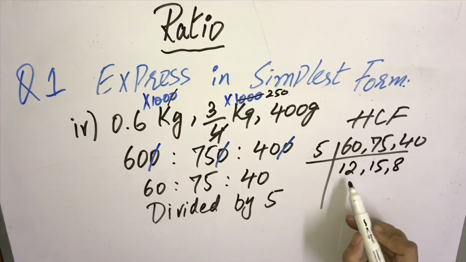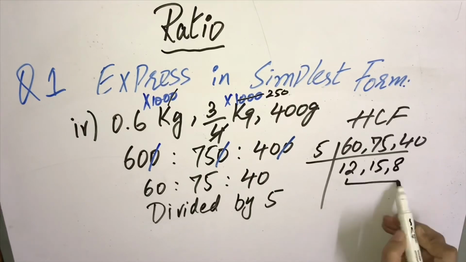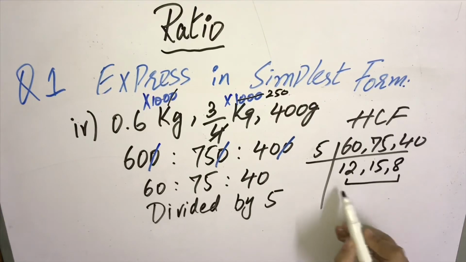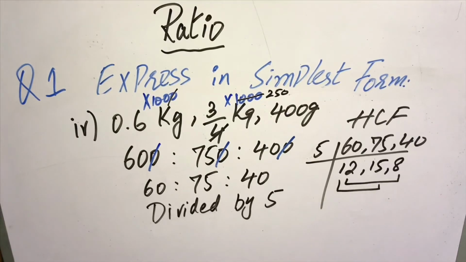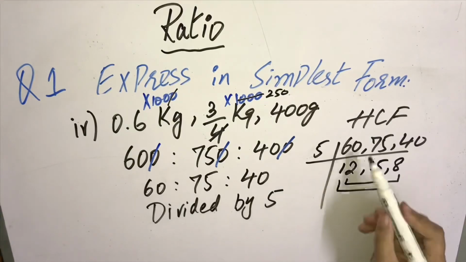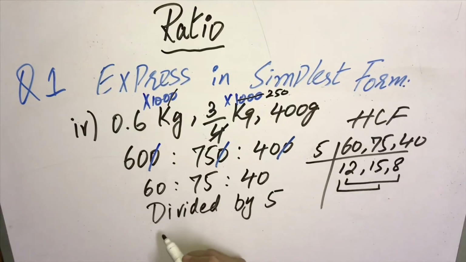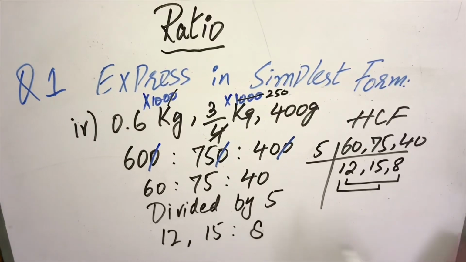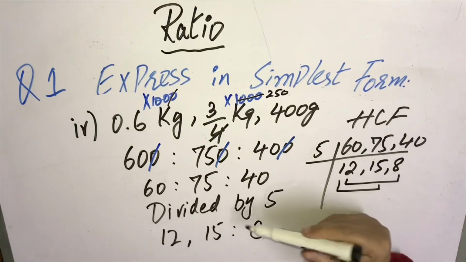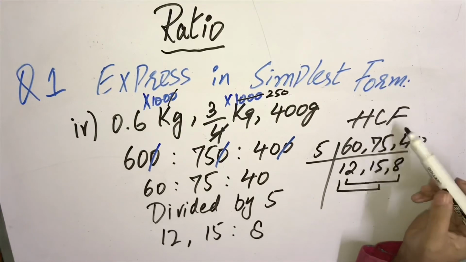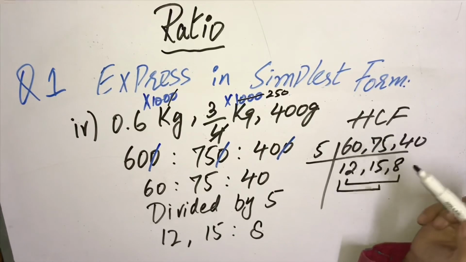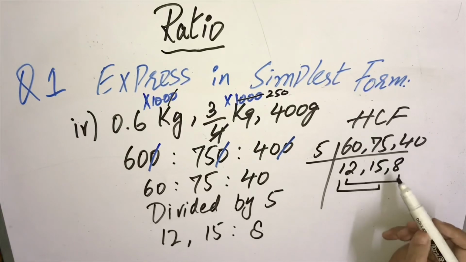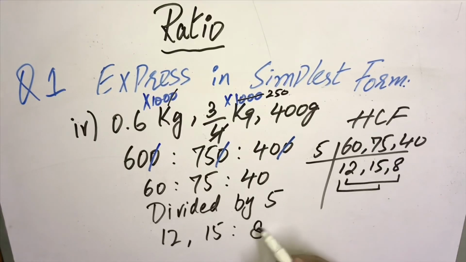You can see that 12 and 8 can be divided by 4 but not 15. 12 and 15 may be divided by 3 but not 8. So 5 is the highest common factor, and after dividing with the highest common divisor, I will have the answer 12, 15 and 8. So the other way to find the maximum divisor, we can take the highest common factor of those numbers, and when we take the HCF of those numbers, we can easily see that at the bottom we have the answers.